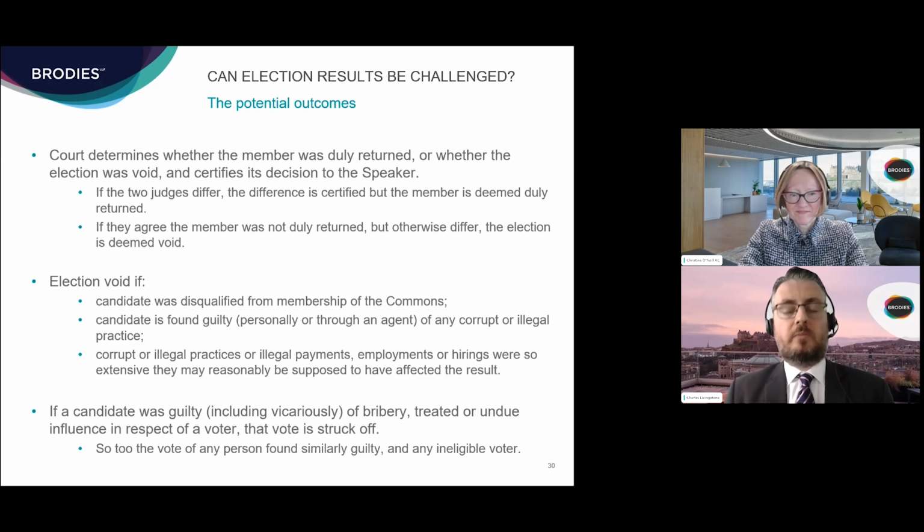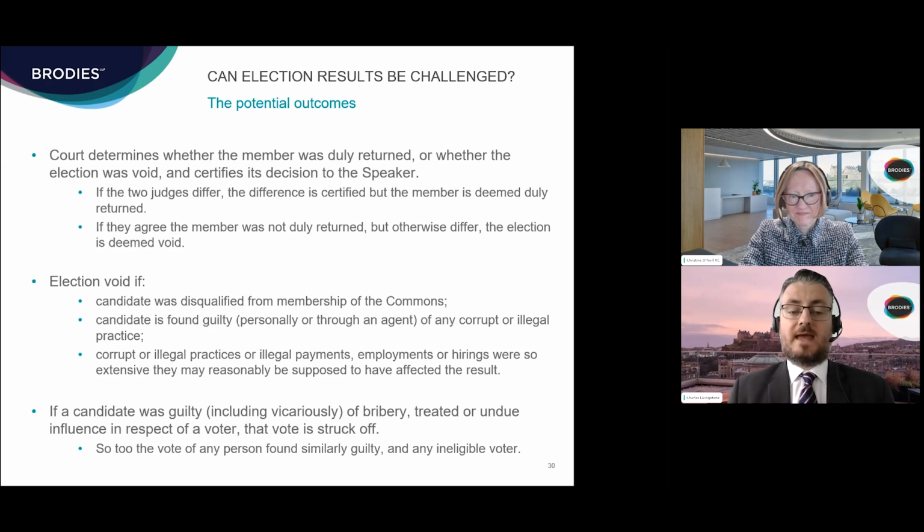And an election will be void if the candidate was disqualified from membership of the Commons, so was never eligible. A candidate is found guilty either personally or through an agent of any corrupt or illegal practice, although they can try and persuade the election court that if it was through an agent, that agent was essentially acting without their authority and contrary to orders and that sort of thing. And likewise, an election can be void if corrupt or illegal practices or illegal payments, employments, or hirings were so extensive they may reasonably be supposed to have affected the result.